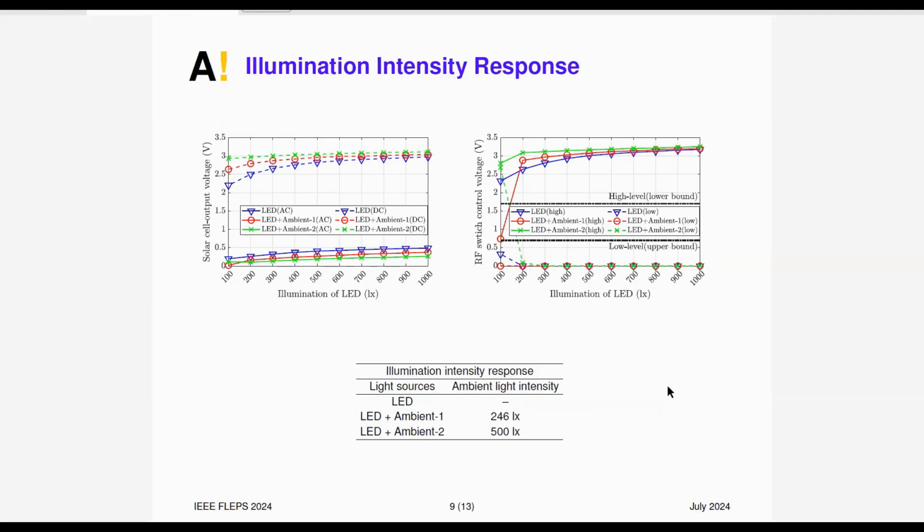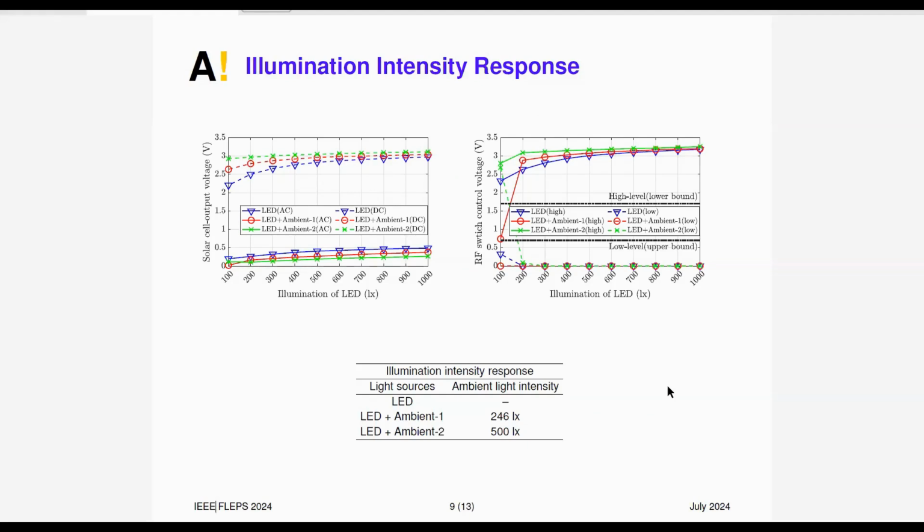On the left side, we change the illumination intensity of the modulated light from 100 to 1000 lux. As the modulated light intensity increases, the DC and AC levels increase. But the most important thing on the right side is the RF switch control signal, that is also the comparator output.